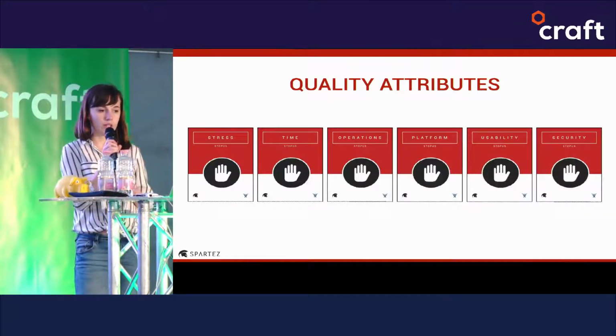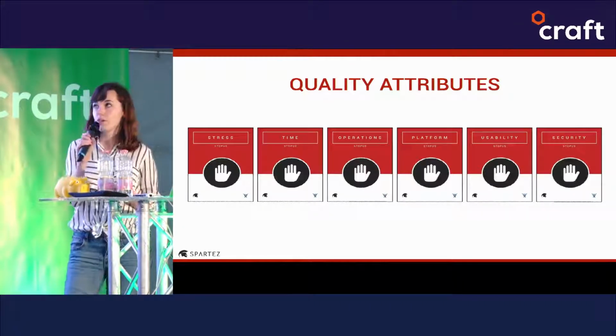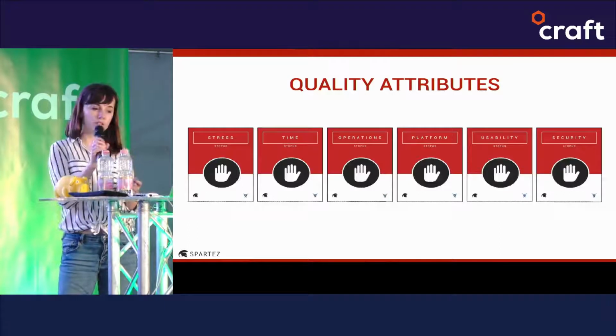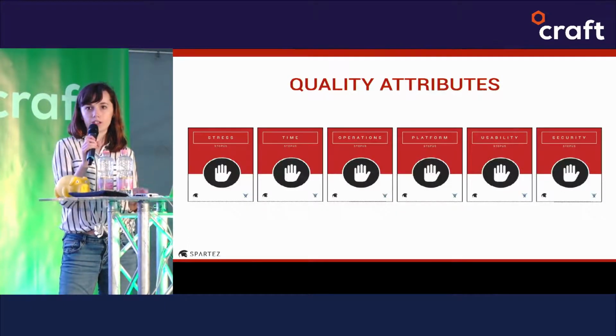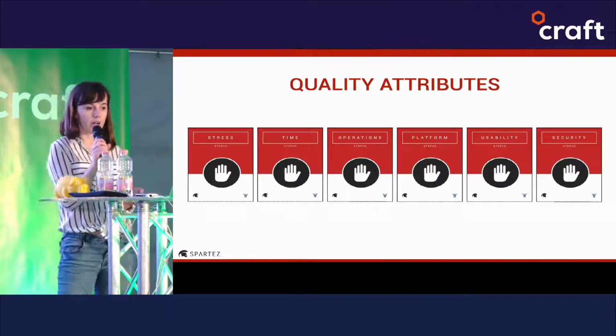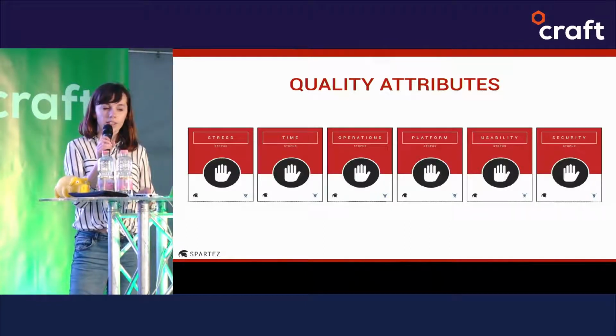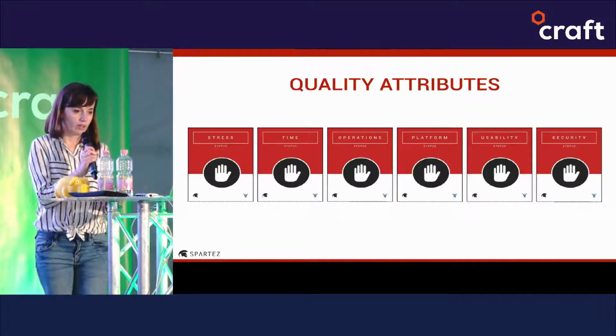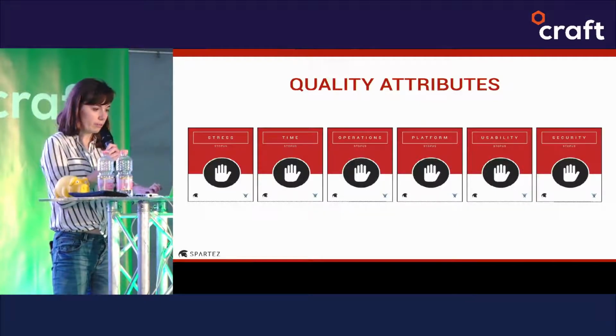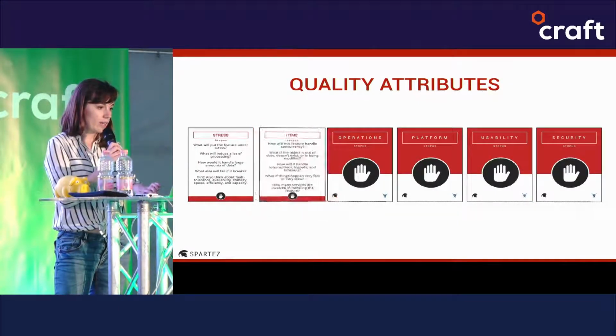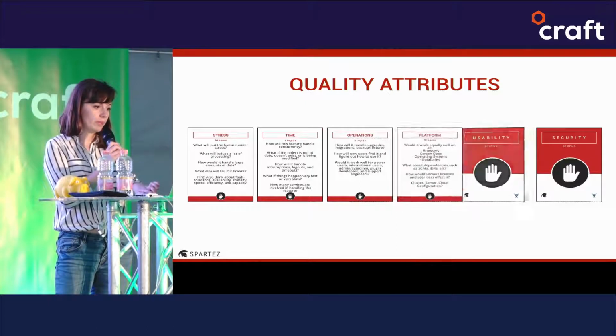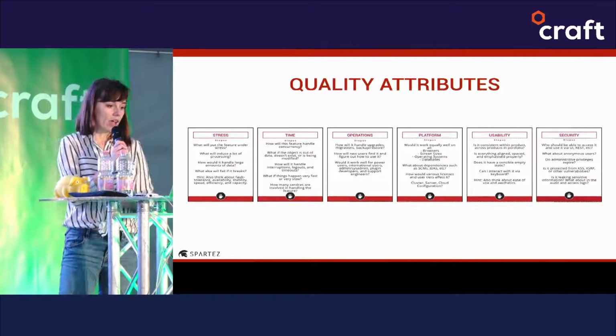We have 2 sets of these quality attributes. The first is STOP ASK, and the second version is extended by 1 card for analytics. And in our set, we have cards like stress, time, operations, platform, usability, security.